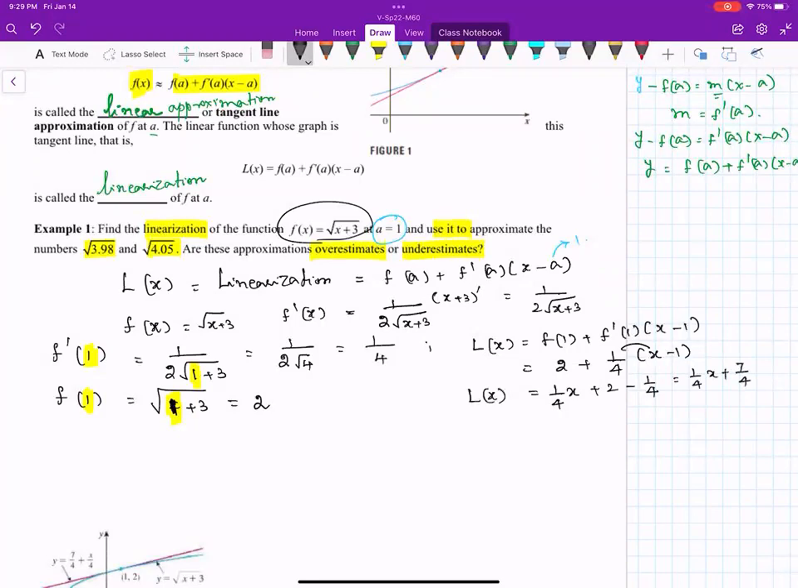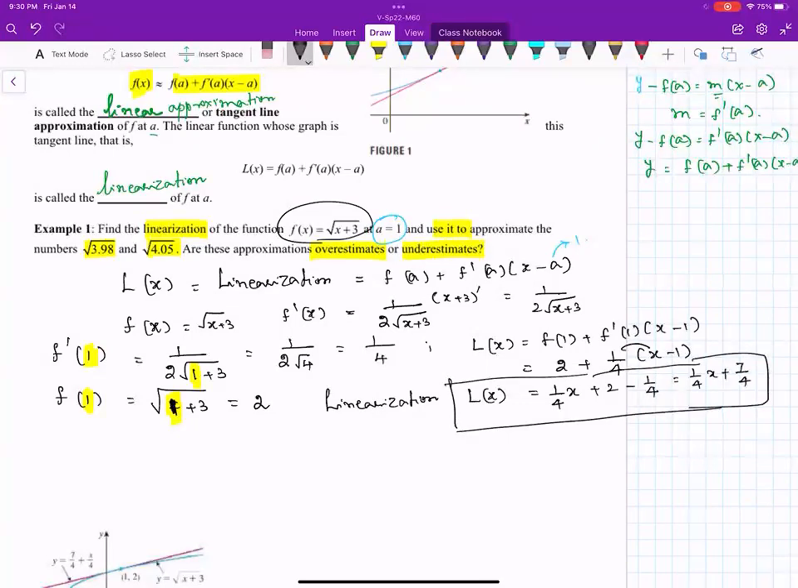So the linear approximation, the linearization at the point a equal to 1 on the graph, is given by L of x. So this answers the first part.